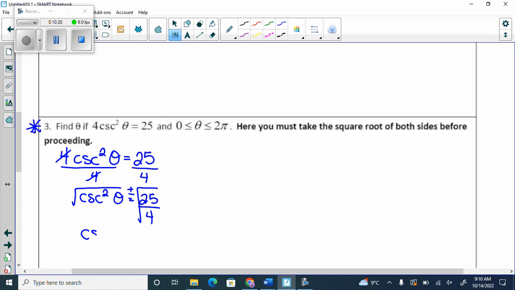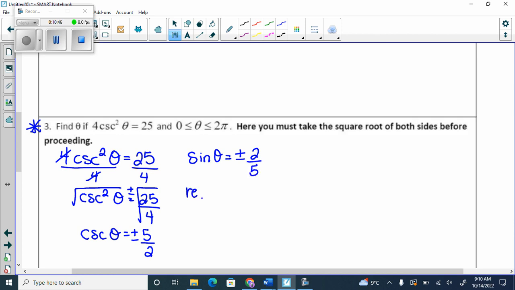This one we can actually do both of them because they're both perfect squares. So we get plus or minus 5 over 2. And then I go to my reference angle, cosecant 5 over 2. Darn it, I don't have a cosecant button. So what do I have to do? Sine. Sine theta equals plus or minus 2 over 5 because it's a reciprocal trig identity.